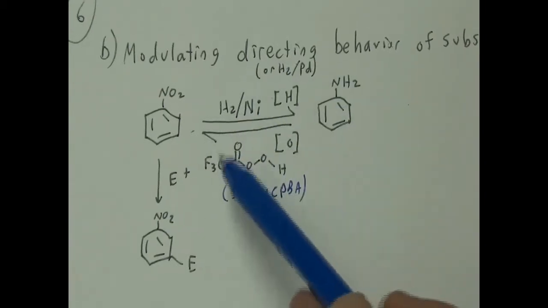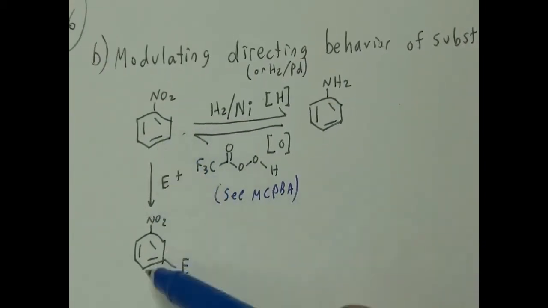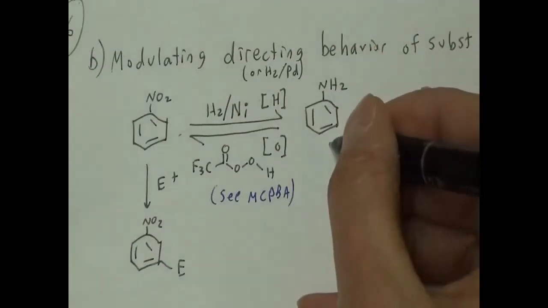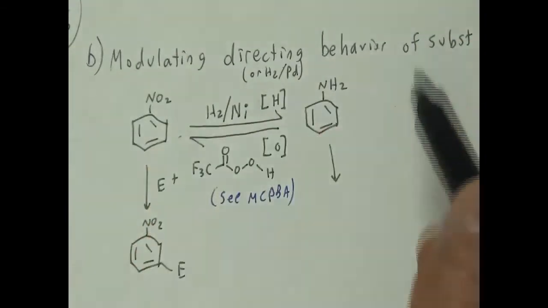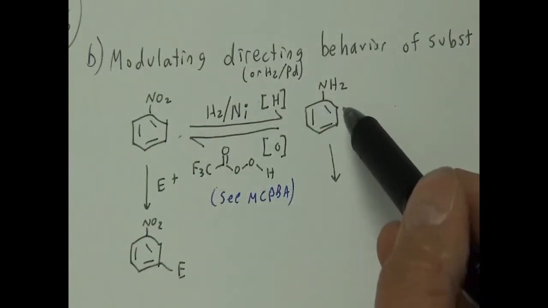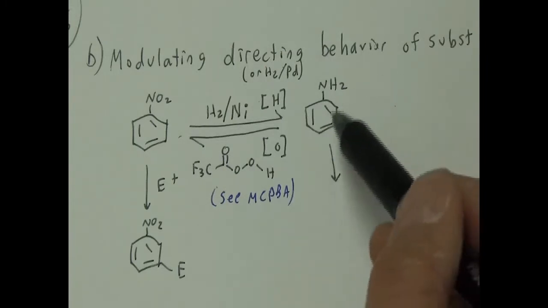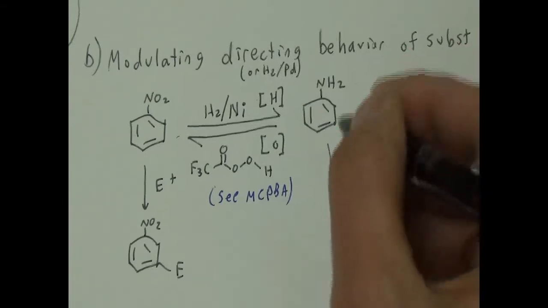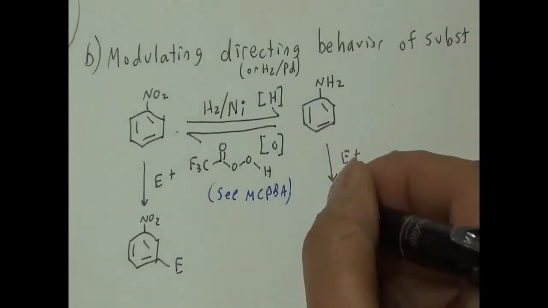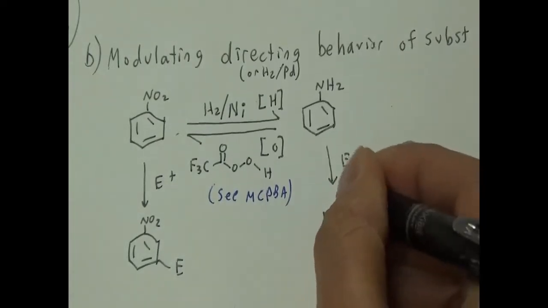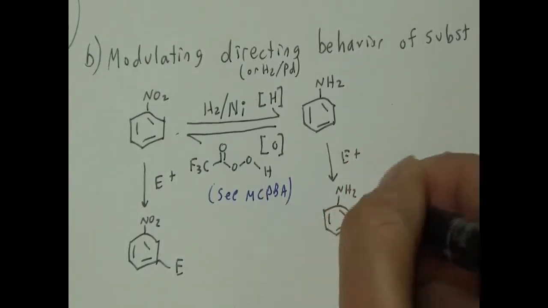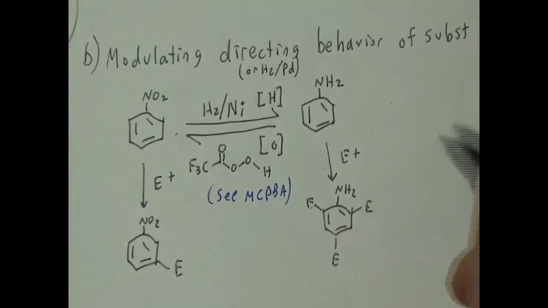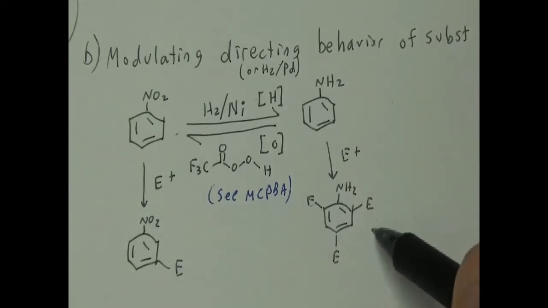Okay, so we've basically turned a meta director into an ortho-para director. But we also learned in the last section, in A, that this has a problem. This is an overly active ortho-para director, right? It goes crazy if you throw an electrophile at it. It's overly active, so it's going to put it all over the place. It's going to say, well, I'm an ortho-para director, and I'm going to put an electrophile at both ortho positions and the para position. Okay. Sometimes you want that, but oftentimes you don't want that.